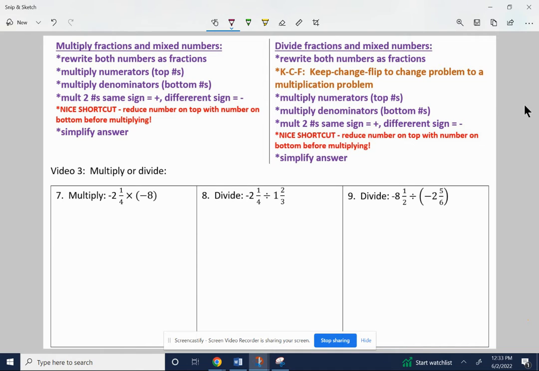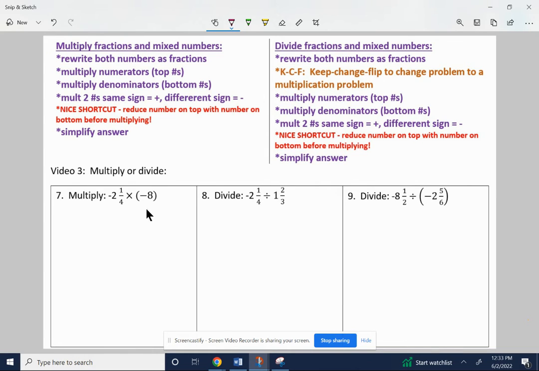Okay, we're going to be multiplying and dividing positive and negative fractions and mixed numbers. These are pretty messy, but just be looking at the steps above as I go through this. I'll try to make this a little bit shorter than it needs to be.